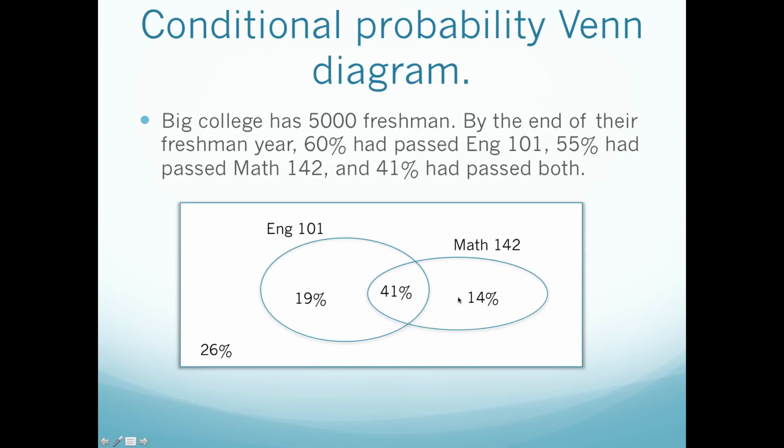So the proper way to do it is put the intersection first and then put the proper numbers here. These two add to 55% to give us what should pass math. And these two add to 60% to give us what should pass English. Because these 41% are in both circles, they are already counted. Doing it that way, we're short 26%. So that's what goes out here.